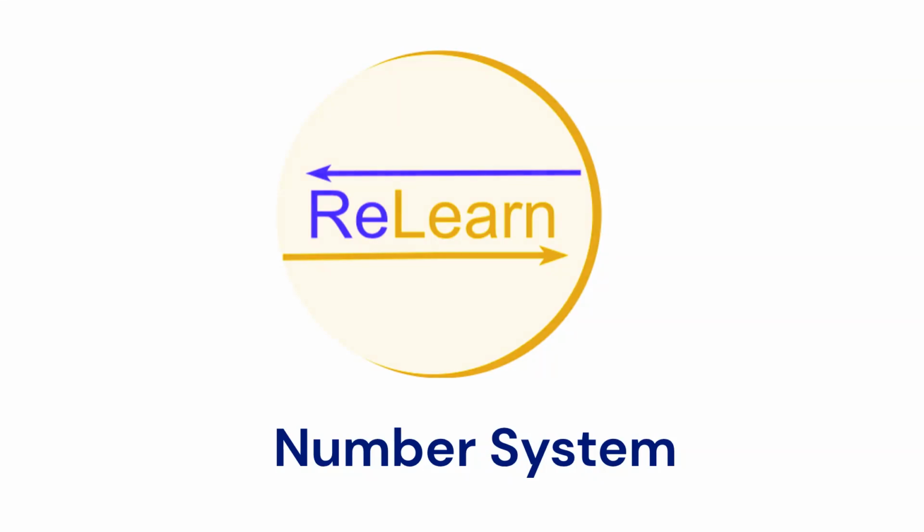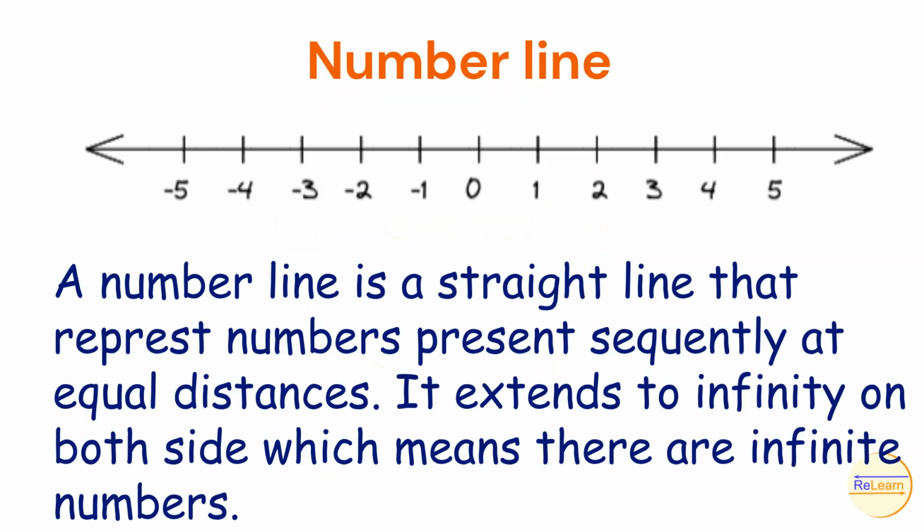Welcome to Relearn. A number line is a straight line that visually represents numbers placed sequentially and at equal distances. It extends infinitely in both directions, shown by an arrow sign on both sides of the line. There are infinite numbers on a number line.